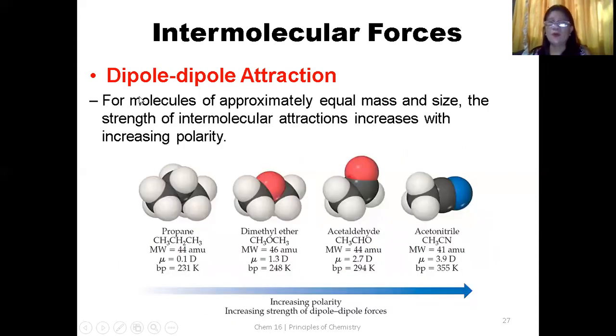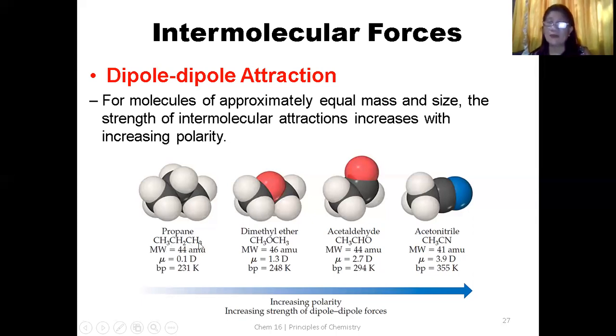So the dipole attraction for molecules approximately equal in mass and size, and the strength of IMF, intermolecular attraction, increases with polarity. If you increase your polarity, it will also increase the attraction. No? So here, for instance, the propane, no? Boiling point is 231. The dimethyl ether, boiling point, nagkasaka 248. Then we have the acetaldehyde, tanaw ang molecules niya.